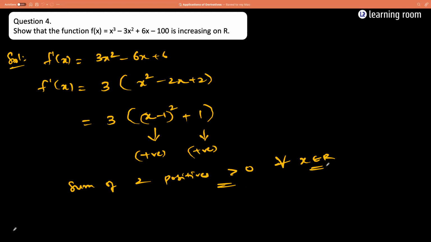So f of x is x cube minus 3x square plus 6x minus 100. What is f dash of x? It is 3x square minus 6x plus 6. So f dash of x is equal to 3, if I take out common, into x square minus 2x plus 2. See, everybody knows completing the square. Is there anyone who doesn't know? This is needed. Completing the square is needed for integrals also. Is there anyone who is having a doubt in it?